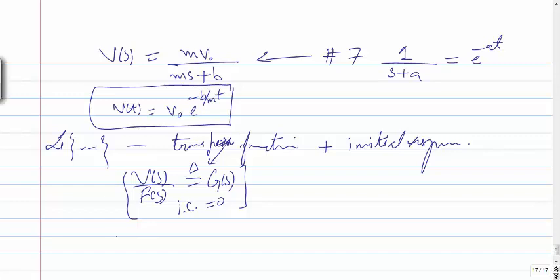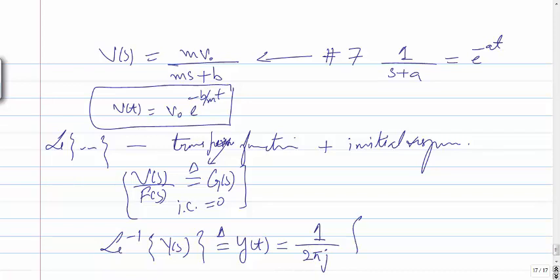In other words, the inverse Laplace of Y of s is defined as y of t, which is calculated by solving this formula: 1 over 2 pi j, integral from sigma minus j infinity to sigma plus j infinity, of Y of s e to the power s t ds.